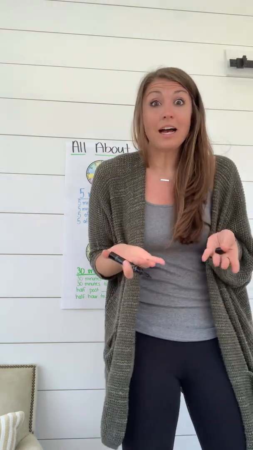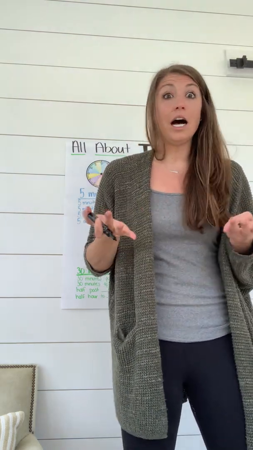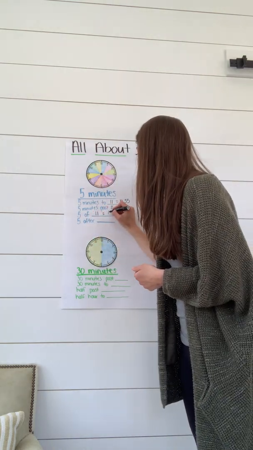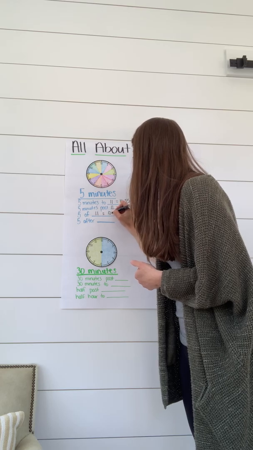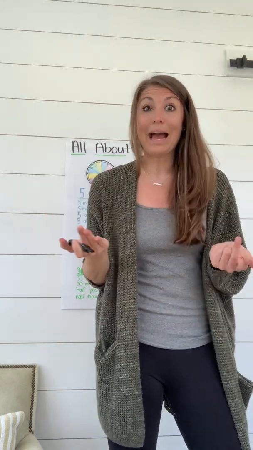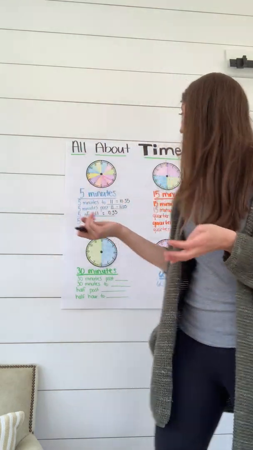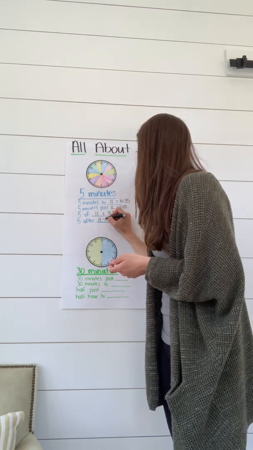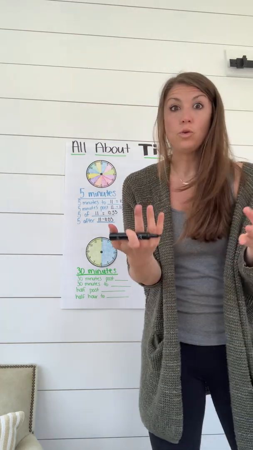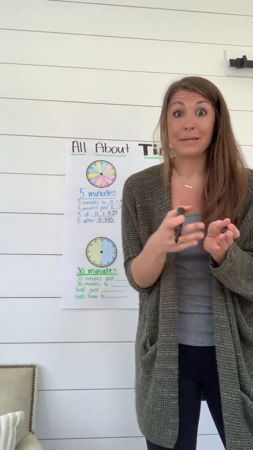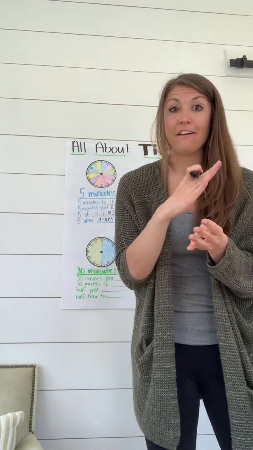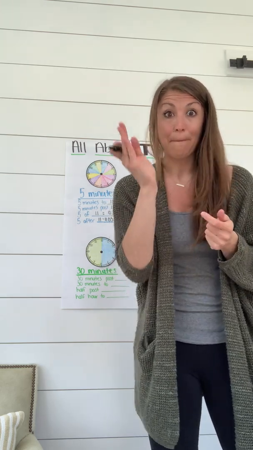5 minutes of 11 is the same as 5 minutes to 11. And 5 after 11 is the same as past, right? So 5 after 11 would be 11:05. Anytime you hear 5 minutes to or 5 minutes of, it means 5 minutes before the next hour. And anytime you hear past or after, it means 5 minutes after the hour that has just passed.